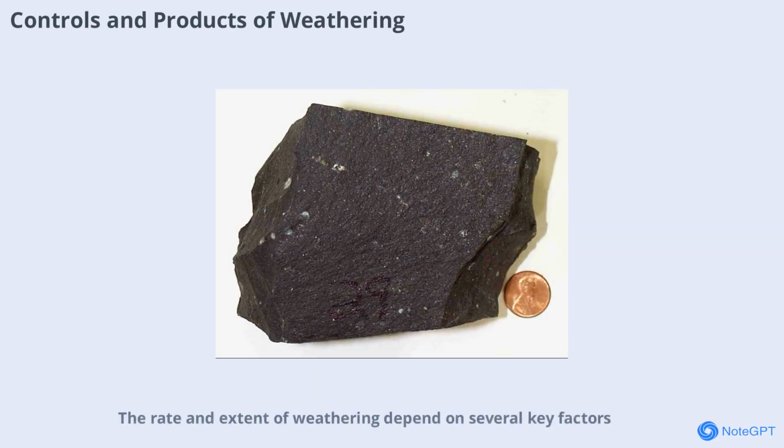The rate and extent of weathering depend on several key factors: the presence of faults and fractures, rock porosity, surface area, climate, and mineral composition. Faults and fractures allow water and roots to penetrate deeper, accelerating weathering. Rocks with high porosity are more susceptible as water and gases can easily enter. Smaller particles have a higher surface area to volume ratio, making them weather faster.